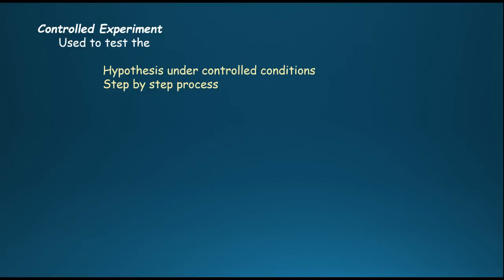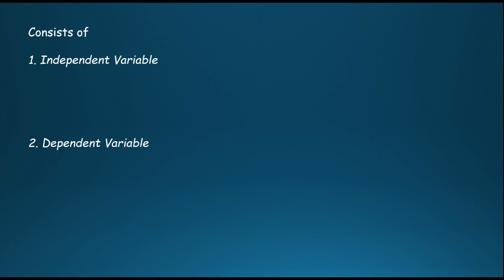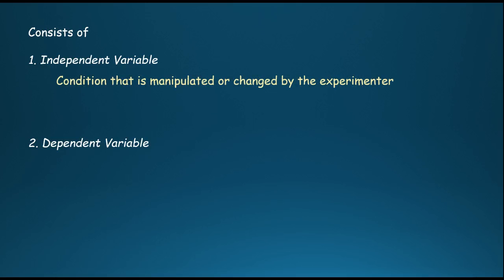Now, we test a hypothesis using a controlled experiment. So you test the hypothesis under controlled conditions. Now this is a cookie cutter recipe. It is a step-by-step process. It consists of an independent variable. The independent variable is the condition that is manipulated or changed by the experimenter. You are actually going to physically change the independent variable.